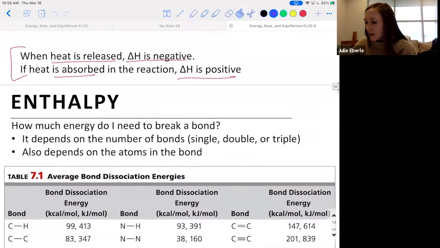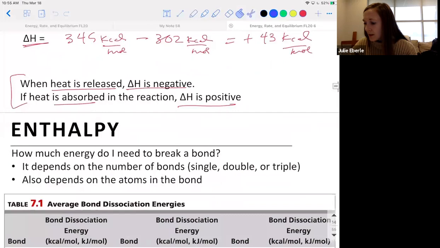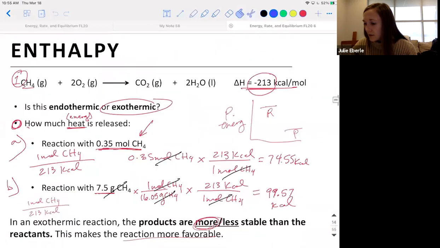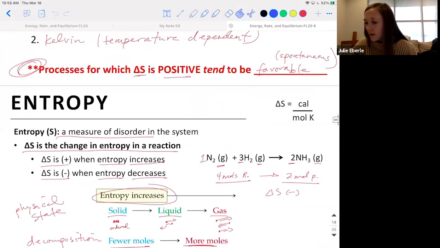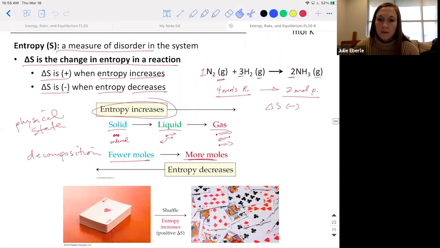So where did we end? Okay, I need to scroll down. We ended right here on Tuesday. So find this slide. We're talking about entropy. And just to recap, what did we do on Tuesday? We started talking about energy and how energy is associated with chemical reactions.